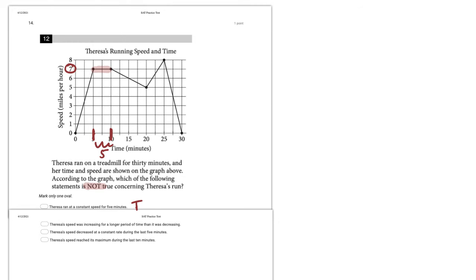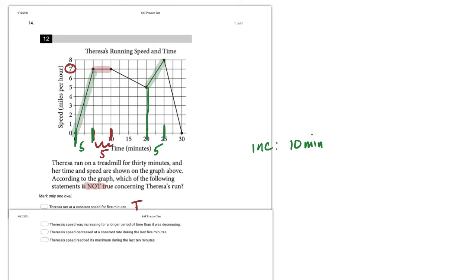She increased for a longer period of time than she decreased. So I'm going to highlight increases in green here. Increasing there, increasing there. Let's figure out how long those intervals were. From 0 to 5, so there's 5 minutes of increasing. From 20 to 25, there's 5 minutes. So increasing speed, total 10 minutes.